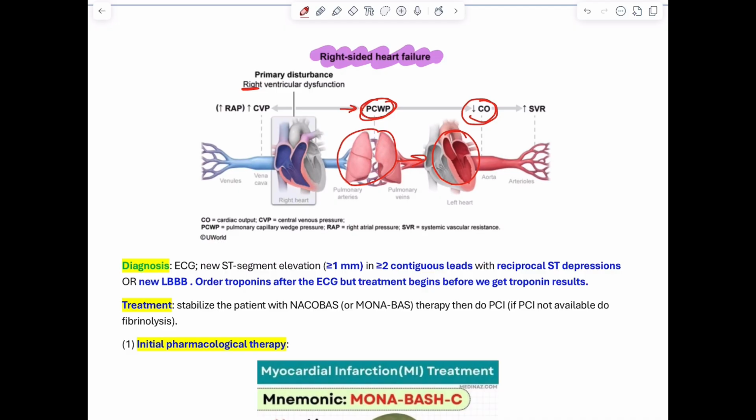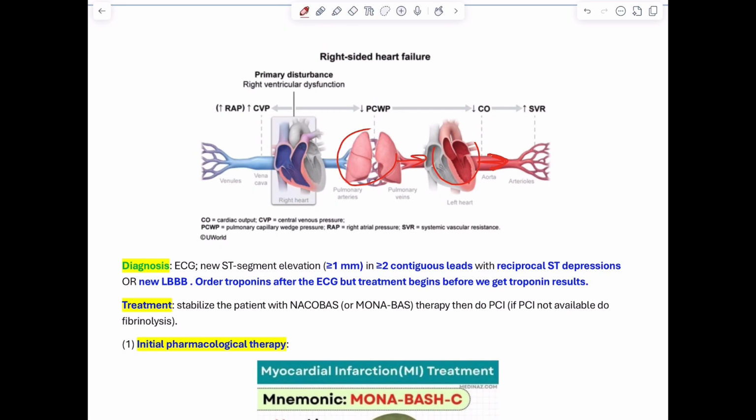And because there is no cardiac output, the systemic vascular resistance is high, because the body sees that we're not getting enough blood out of the heart. So everything tenses up in an effort to maintain blood pressure, which is why you have the elevated SVR.